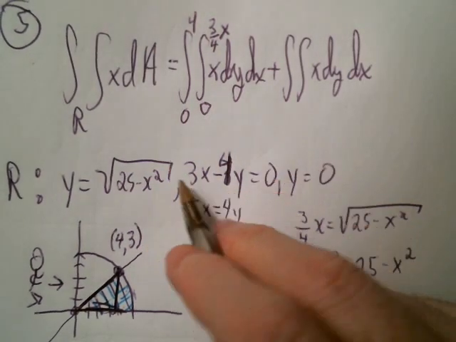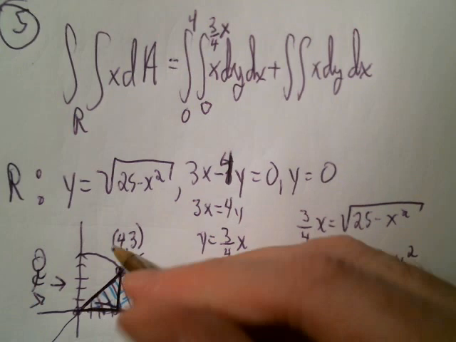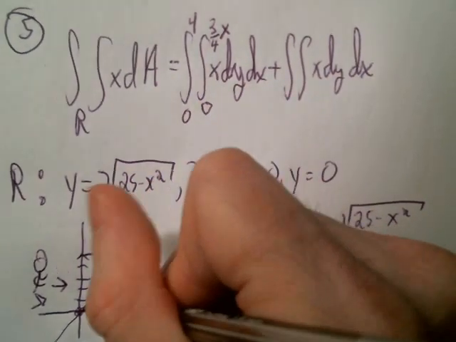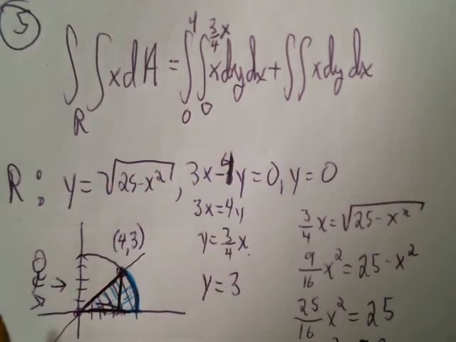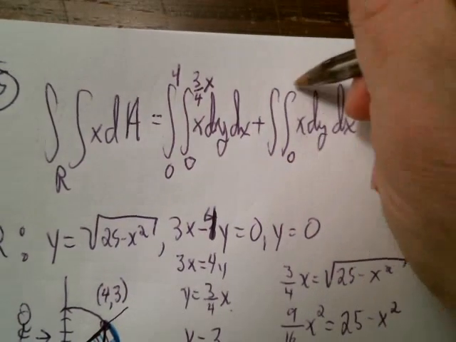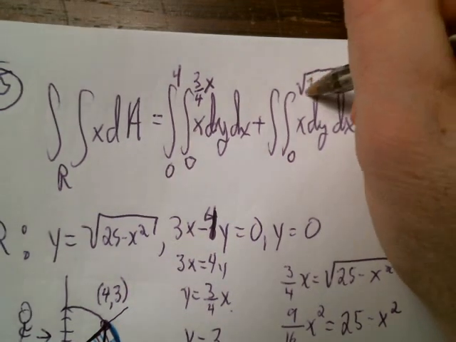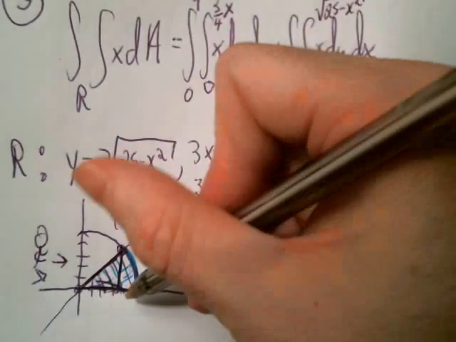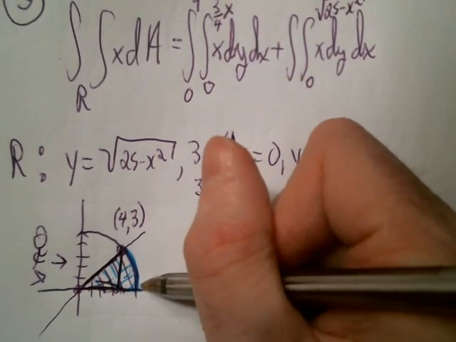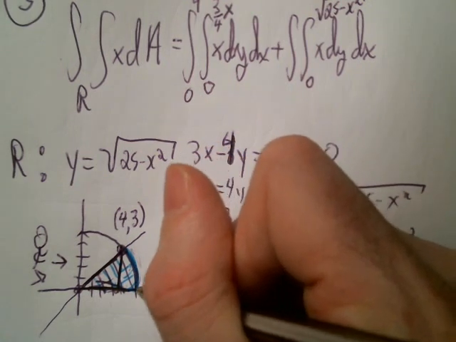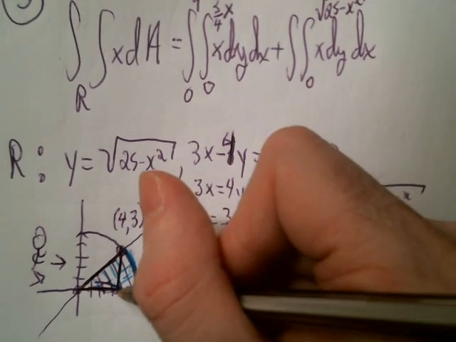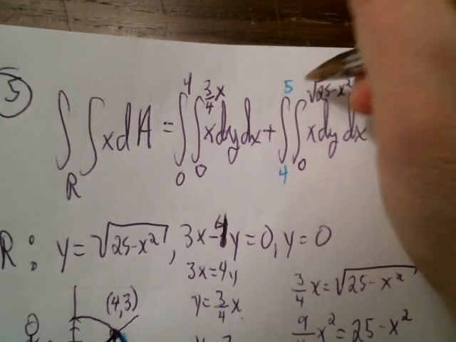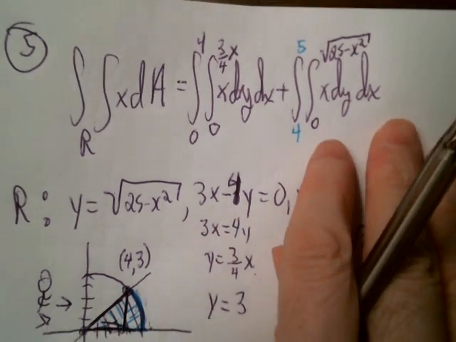Okay. Then on my next integral, the top curve is now the semicircle, right? So I'm going from y equals 0 to y equals the square root of 25 minus x squared. And the Riemann man then is going from 4 to the place where the semicircle hits the x-axis, which is going to be at 5. Okay, so I'm going from 4 to 5 there. And then that's the first order.